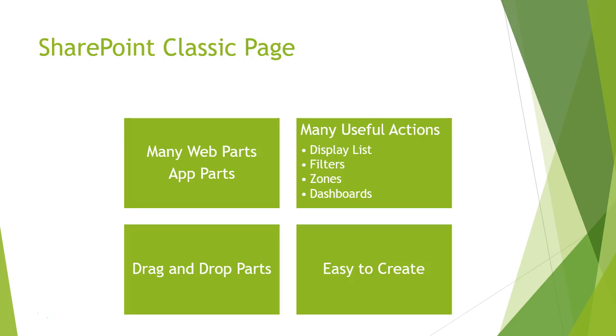What is a SharePoint Classic page? It is a nice but old page in SharePoint called Wiki page where you can add many web parts or app parts. You can do many useful actions like adding list views, adding filter web parts or business data catalog web parts, and create nice dashboards, add the different functionalities to different zones. You can drag and drop the app parts. It is very simple and easy to create. You do not need any coding knowledge. You can just drag and drop and most of your functionality is met.